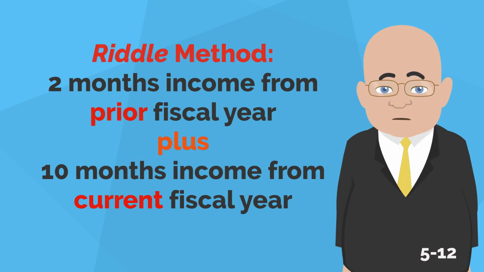Here is the Riddle approach. If you have current year January to October net income, do not annualize. Instead, use the November to December actual net income from the prior year. This is the approach under Riddle.